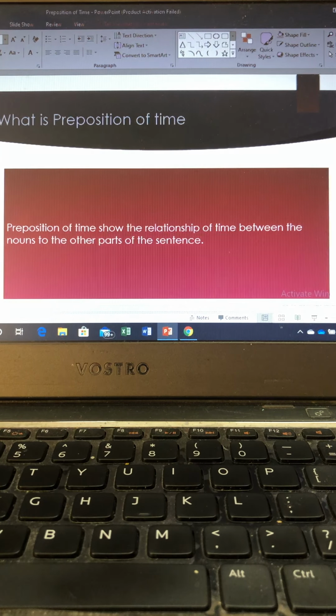Now, a quick recap as to what is preposition of time. Preposition of time shows the relationship of time between the nouns and the other parts of the sentence. Now, if you remember, there are three types of preposition in relation to time, movement and place, and we are doing time at the moment, right?